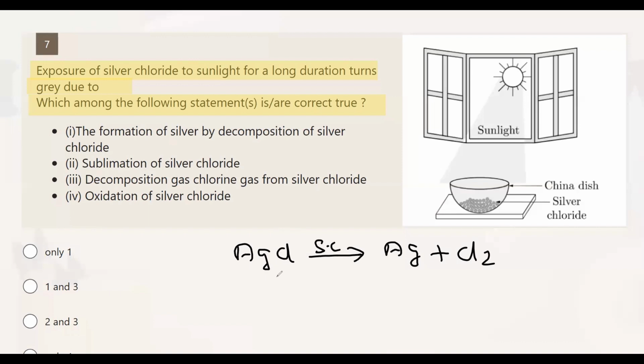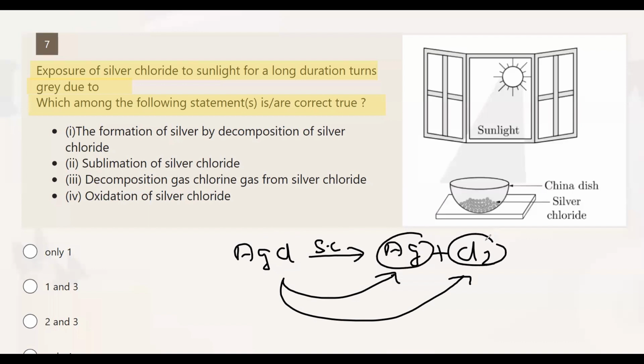What is happening is very clear: a decomposition reaction is taking place, where silver chloride is getting split into two products, silver and chlorine. Further, it takes place in the presence of sunlight. That's why we say it's a photochemical reaction also. It's a decomposition reaction carried out by light. Well, now we have to choose the options.